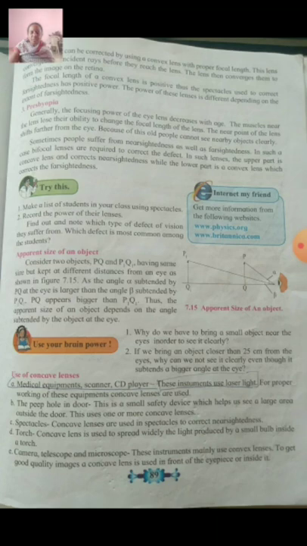Second is the peephole in a door. This is a small safety device. You have seen this peephole on your door. It helps us to see a large area outside the door, and it uses one or more concave lenses. Next is spectacles.